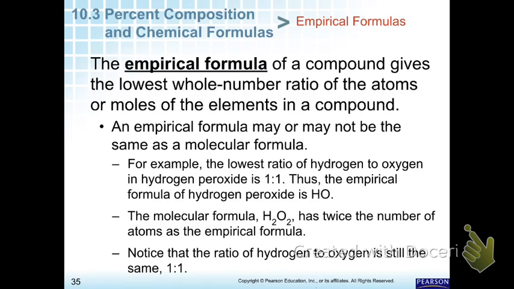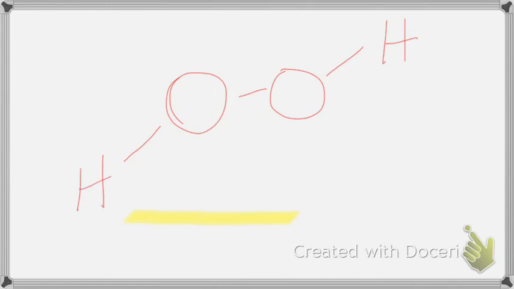When we look at hydrogen peroxide, it is H2O2. That tells us that there are two H's and two O's, and if I were going to draw hydrogen peroxide, it would have two O's connected together, like this, an H right there, and an H right there. There are two O's and there are two H's.